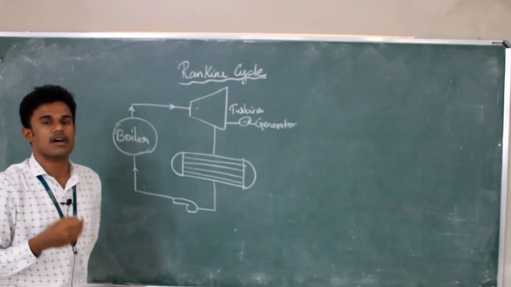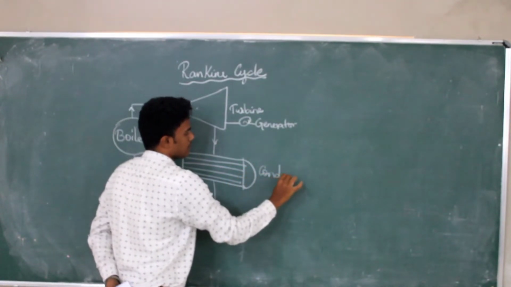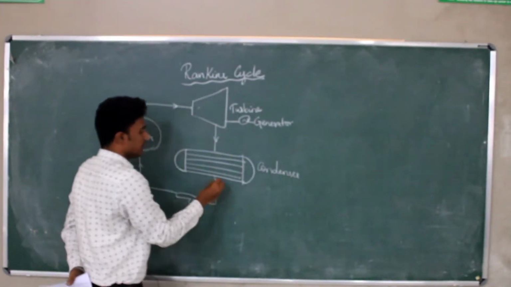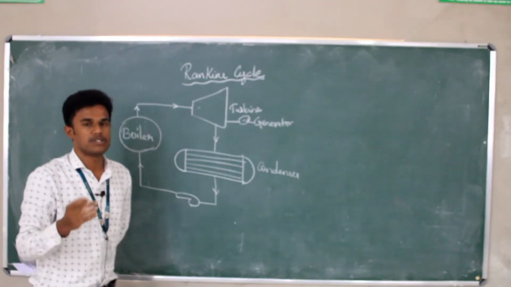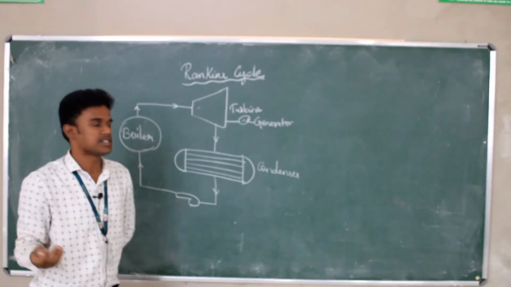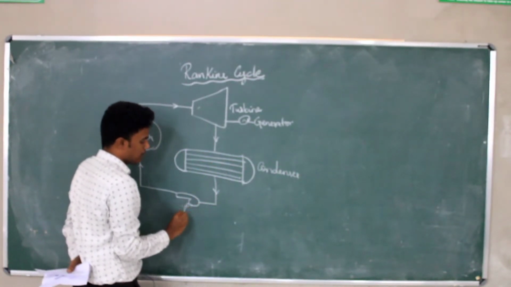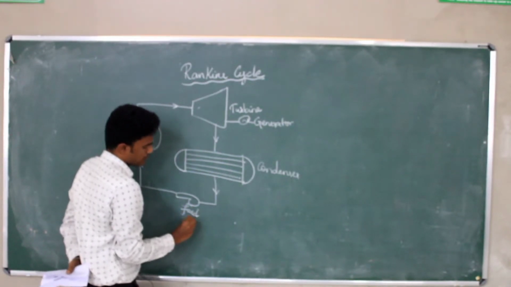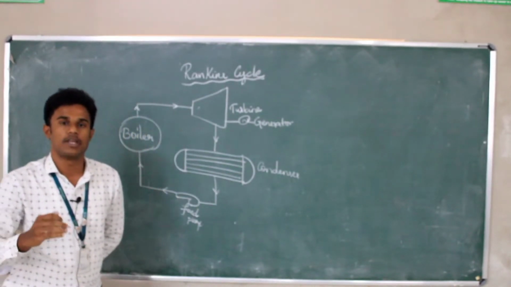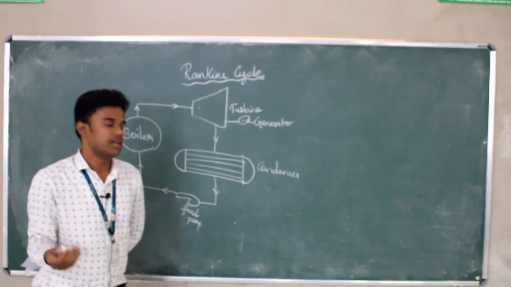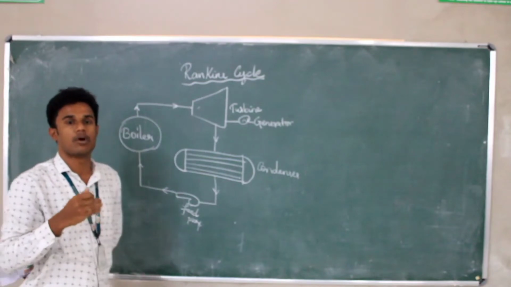This low pressure vapor is then sent to the condenser. In the condenser, the vapor ejects its latent heat of vaporization and is converted into liquid form. Then this liquid enters the feed pump. The pump increases the pressure of the fluid and sends it back to the boiler. So this is the entire process of a power plant.